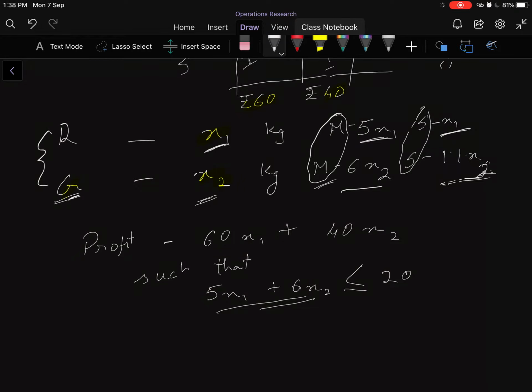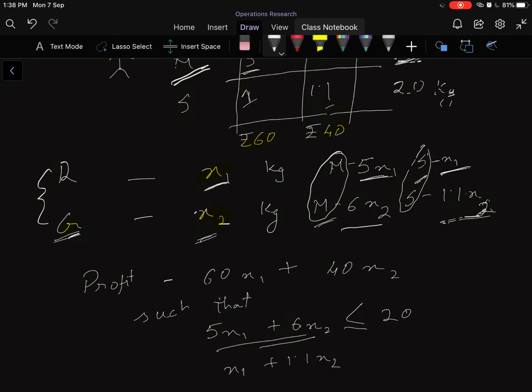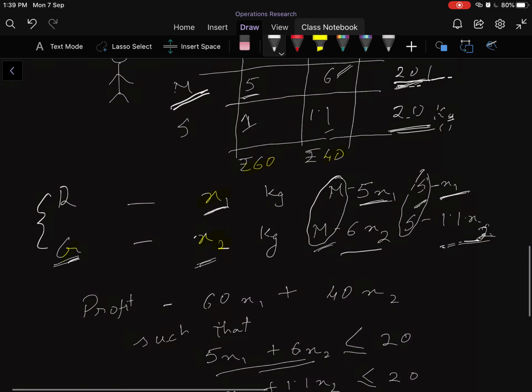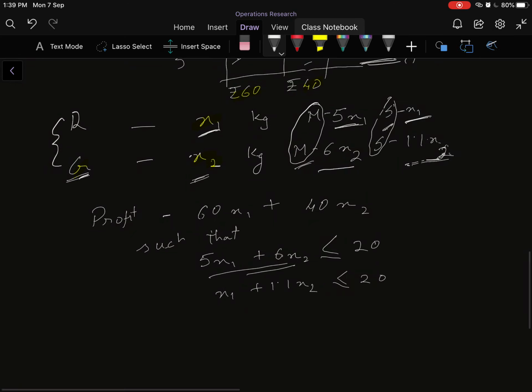Similarly, the total consumption of sugar for producing both rasgulla and gulab jamun would be x1 plus 1.1x2, and it cannot exceed the total amount of sugar that is available with the person, and the total amount of sugar that is available is 20 kg here. So this one has to be either less than or equal to 20 kg of sugar that is available with the person.